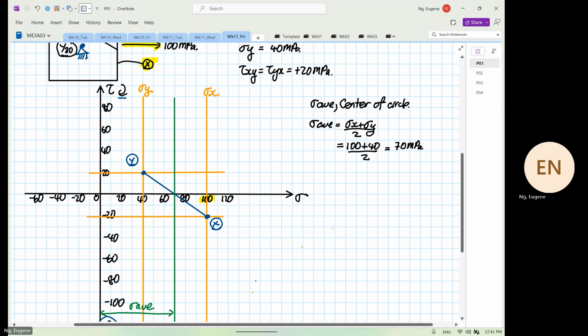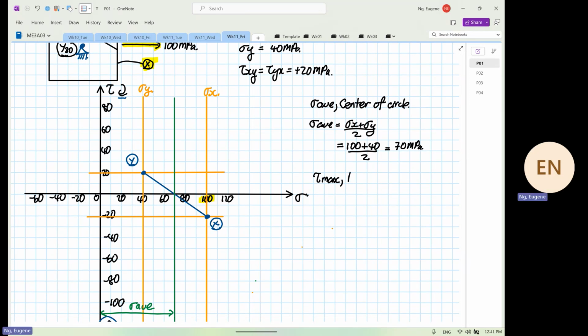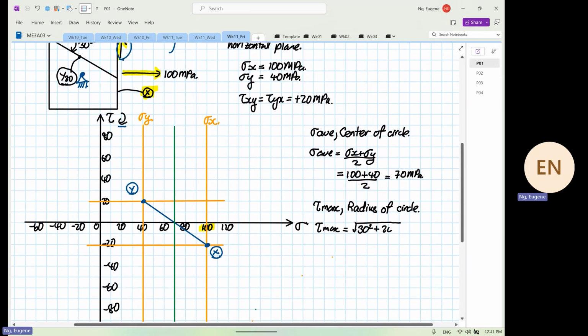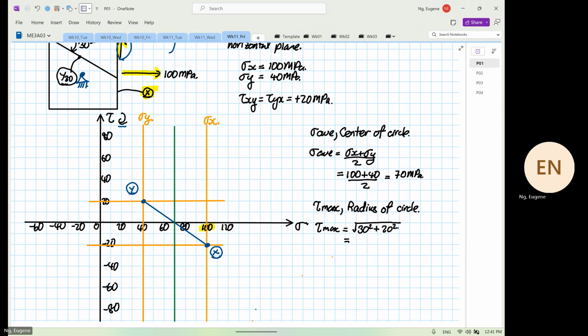From here on, we know we have to calculate our tau max. Tau max is equal to the radius of the circle. To determine our tau max, real straightforward, this will be equal to the square root of 30 squared plus the shear, which is 20 squared. So this will be equal to 30 squared plus 20 squared. So it's equal to 36.05.